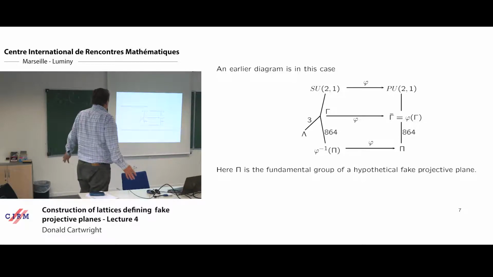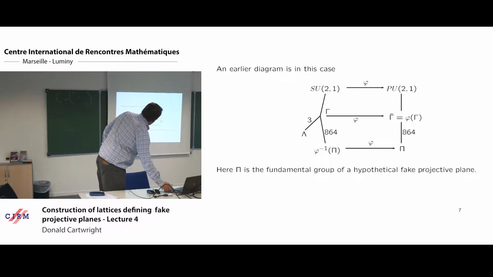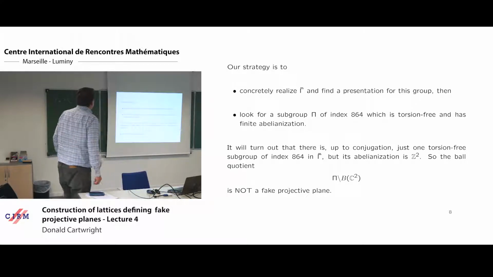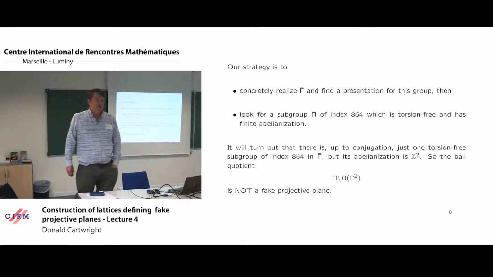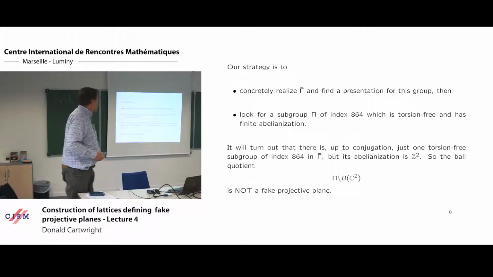So our goal is to understand this gamma bar, to get a presentation of gamma bar, and then look for subgroups of index 864 inside there. Okay, so that's our strategy. We want to concretely realize gamma bar and get a presentation for that group. And then we want to go looking for subgroups of index 864, which have the extra properties of being torsion-free and have finite abelianization.